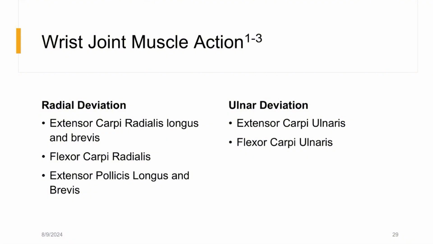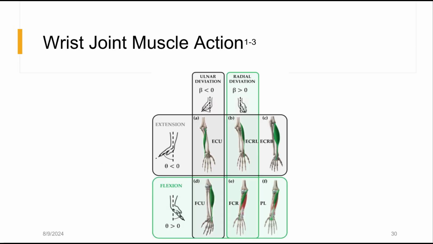Because you have to know this content when you see those questions with most or least. Most responsible, least responsible, most likely, least likely, all right, that type of question. And then with ulnar deviation, we get extensor carpi ulnaris and flexor carpi ulnaris acting together to perform ulnar deviation.